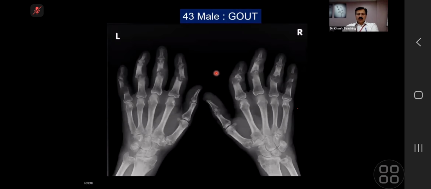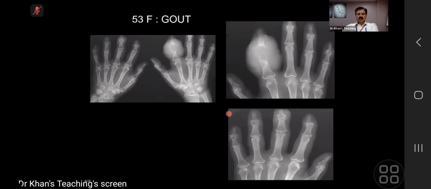And this is another example of gout, which is destroying so many joints. You can see even here the bone density is normal, at each and every level. And many of the erosions which we can see, for example, just look at this erosion or this erosion, you will agree that there is a bit of sclerosis of the margin.